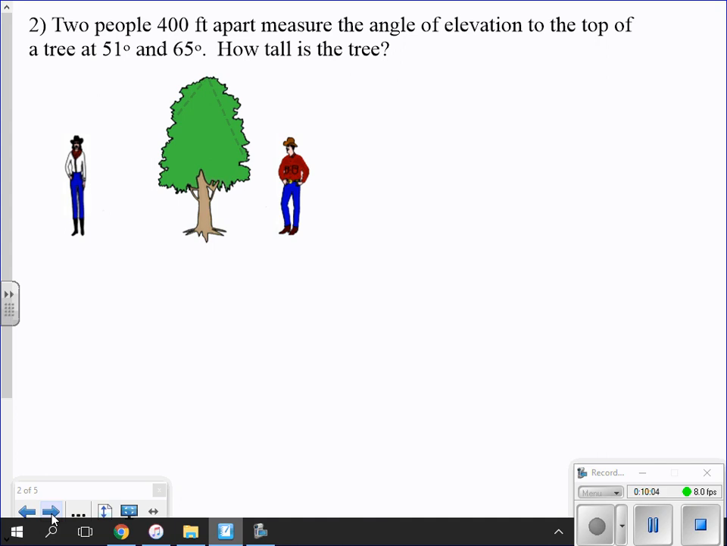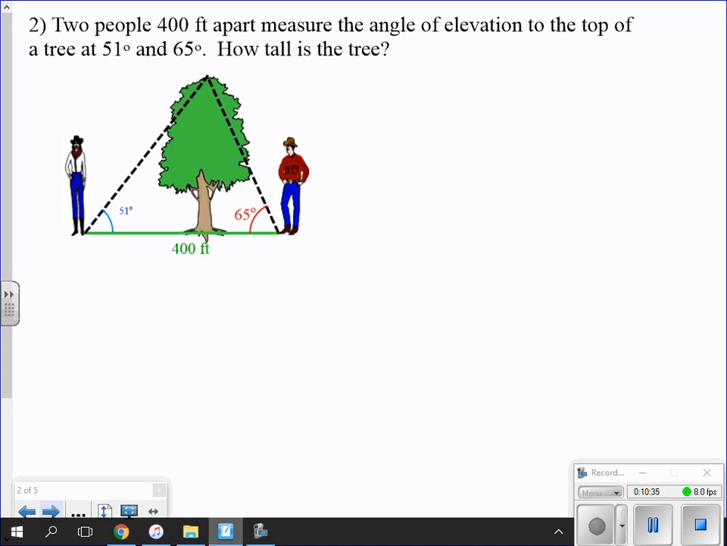Just saying, not to scale. Two people 400 feet apart measure the angle of elevation of the top of the tree at 51 degrees and 65 degrees. How tall is the tree? Okay, this is the situation we have going on. And what we're being asked to do is find the height of the tree.